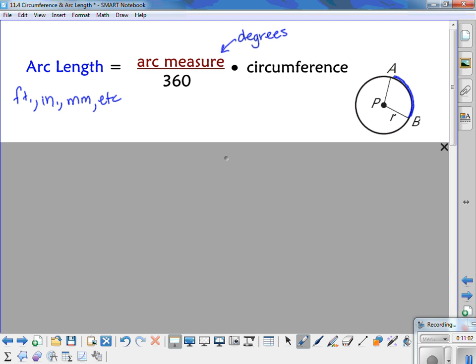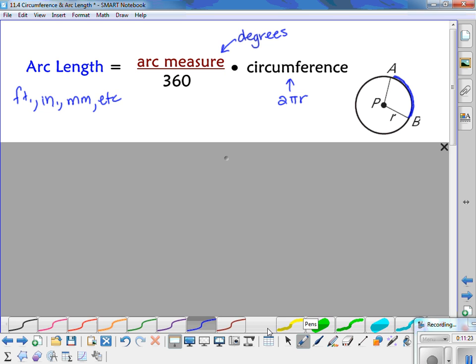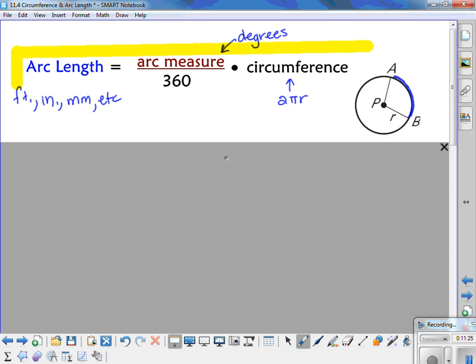And so basically the arc length is just going to be what piece of the circle are we talking about, what fraction. And we get that fraction by taking the arc degrees over 360, because 360 is the whole circle. And then we just multiply that by the circumference, which of course is 2 pi r. So it's important to memorize: to find the arc length, you just take the arc measure over 360 times the circumference.